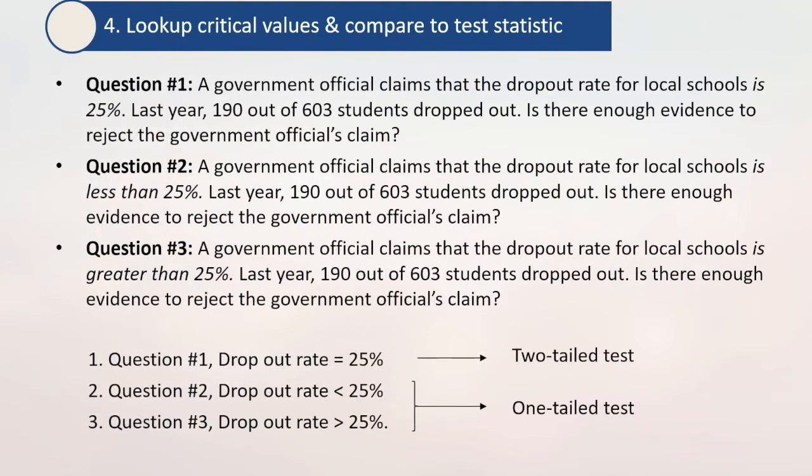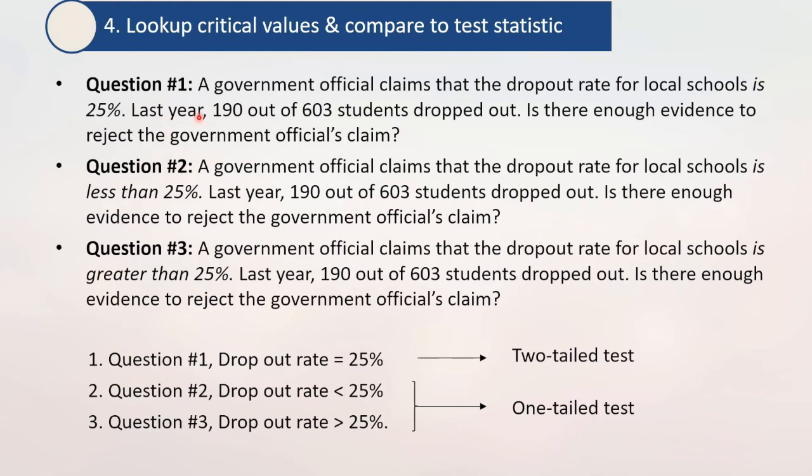Under what circumstances do we choose a two-tailed or one-tailed test? Let us look at this example. The background information is the same. Last year, 190 out of 603 students dropped out. For question 1, the government claims that the dropout rate is 25%. For the second, it is telling you it is less than 25%. And the third is greater than 25%.